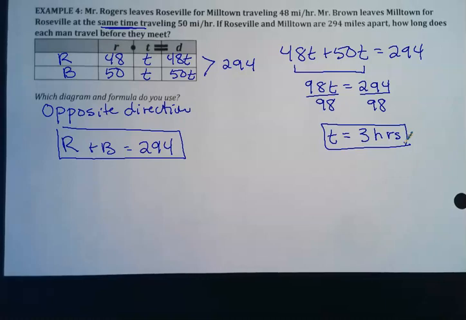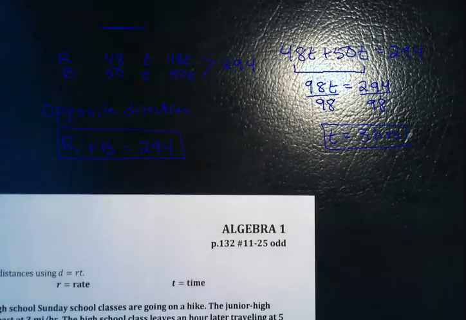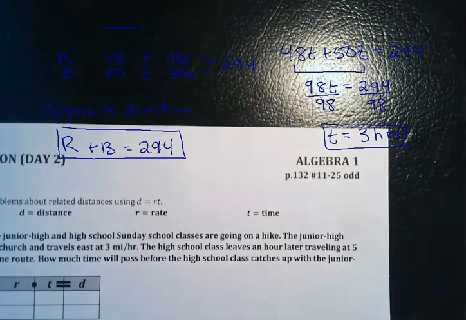All right. So then you can go ahead and get started. Remember, you're only doing the odds today, 11 through 25. You only have 3 minutes. Okay.